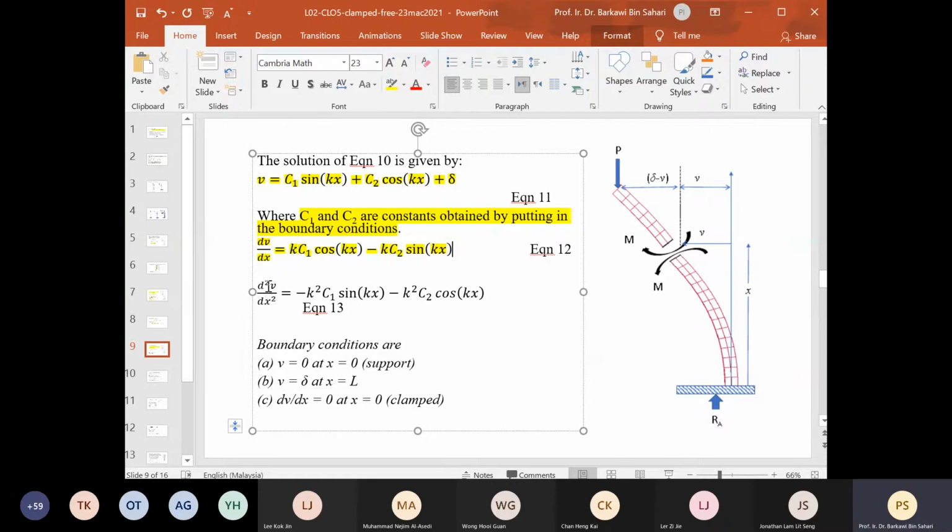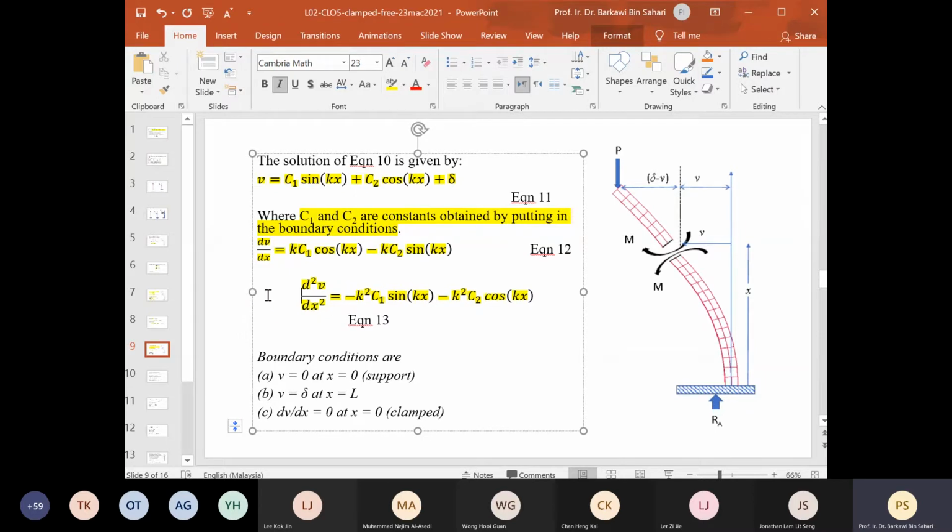And we also need the next differentiation. So we differentiate dv/dx again, we get d2v/dx squared. Why do we need this? Because M equal to EI d2v/dx squared. So d2v/dx squared equals minus k squared C1 sin kx minus k squared C2 cos kx. Okay, so that's equation 13 on my slide for this one. You can just count how many equations there are.